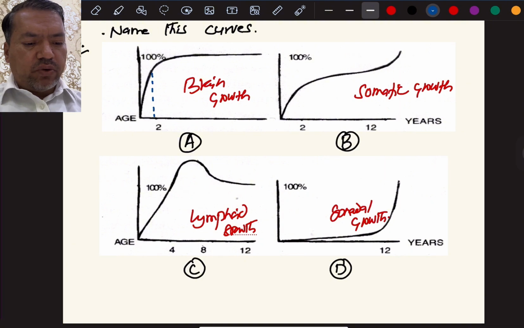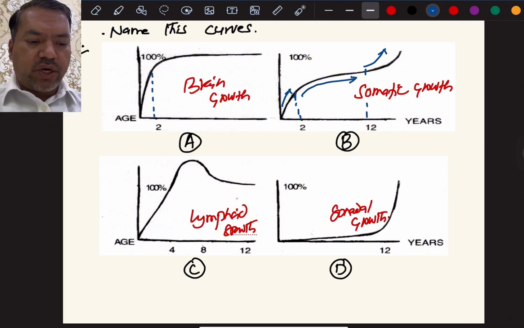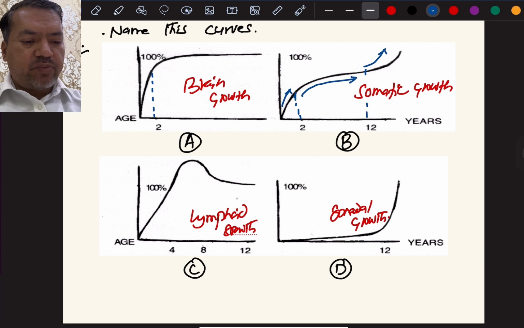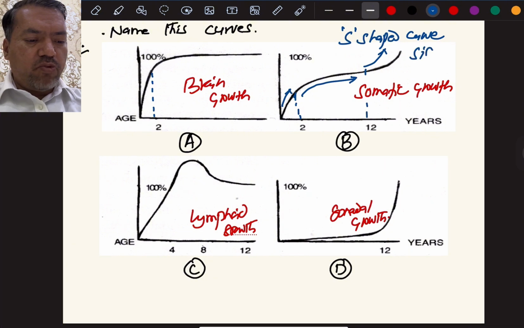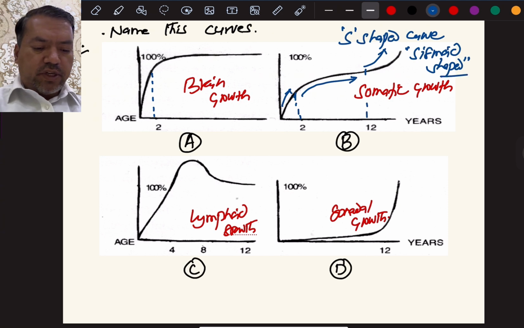Regarding the somatic growth, see here, in the first 2 years of life, it is a rapid growth. Then at the age of puberty, it is rapid growth again, and in between that, it slows down, but it is still growing, but it is slowing down. So this is called S-shaped curve, or we can also call it sigmoid shaped curve.